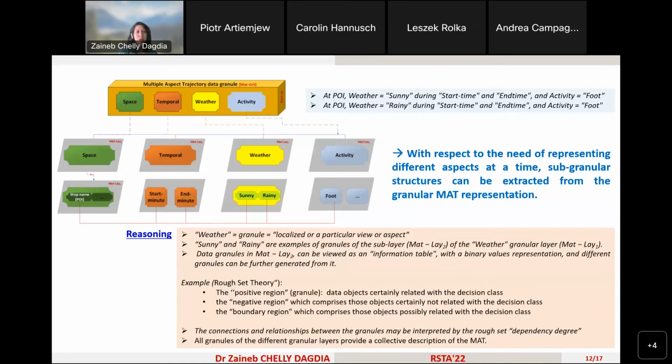And again here, concerning this edge, which represents the connection between the different granules, these can be interpreted, for instance, as a dependency degree, attribute relation, similarity, tolerance, neighborhood relation. So it depends what structure we are going to adopt. And all of this together is able to represent this map representation.